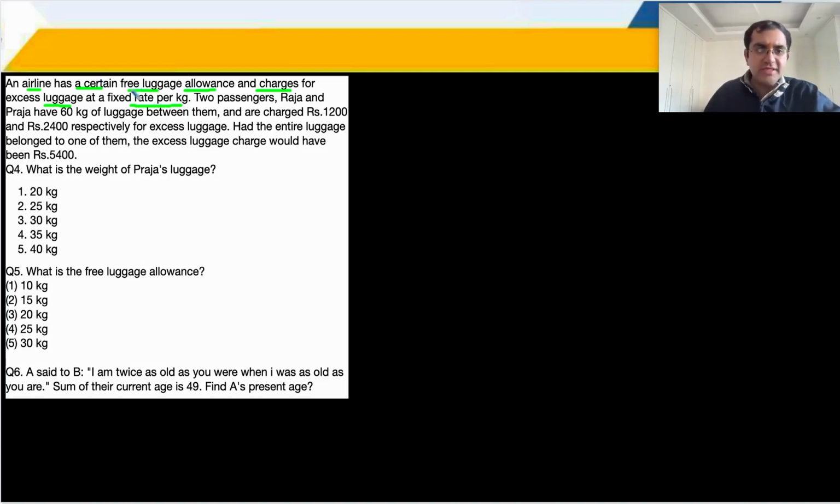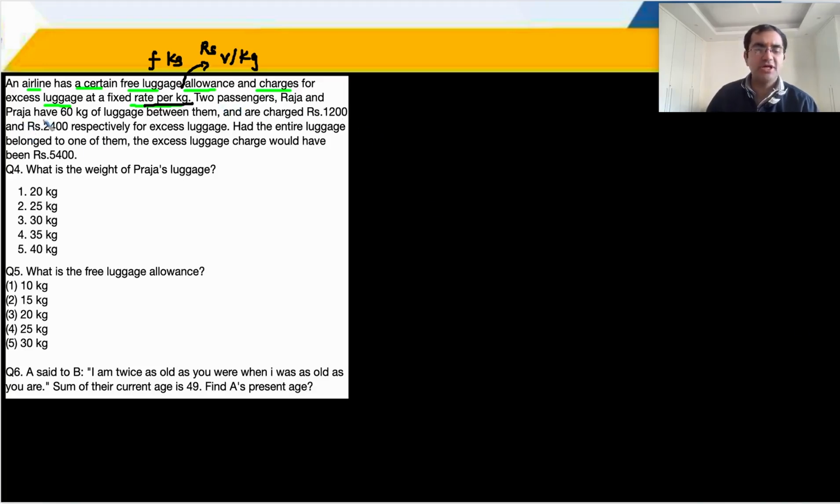So over here it has a free luggage allowance, let's say F kg is free, and charges for excess luggage at a fixed rate per kg, that we can assume something. Fixed rate per kg we'll take it as V, rupees V per kg. Free luggage allowance is F kg. All right.